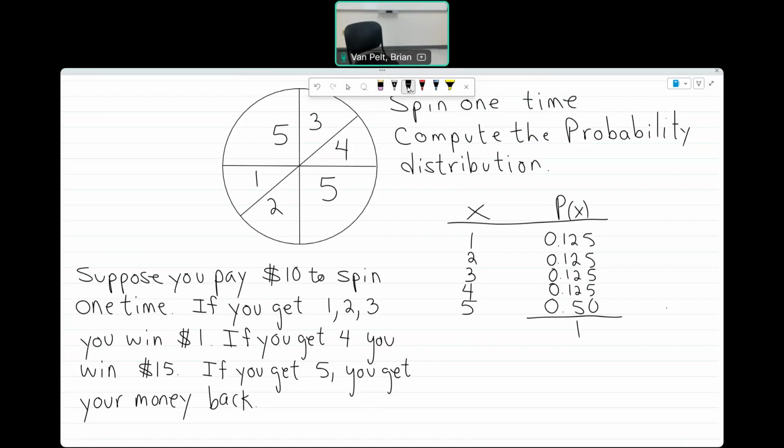If you happen to hit on 4, you will actually make money there. You'll get $15. And finally, if you do hit a 5, it's what they call a push. You don't have to pay anything, you get your money back.